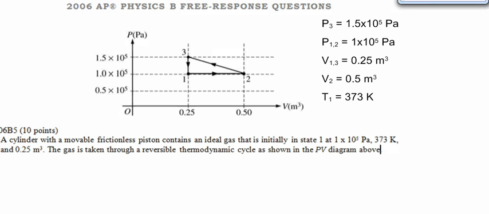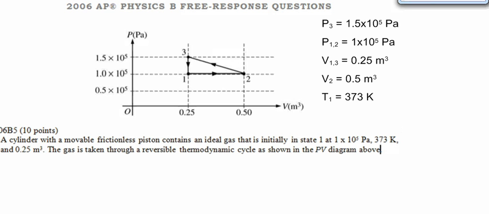It says a cylinder with a movable frictionless piston contains an ideal gas. Remember, all gases that we deal with will be ideal, so that doesn't change anything. The gas is initially in state 1, which is at 1 times 10 to the 5th Pascal, 373 Kelvin, and it has a volume of 0.25 cubic meters. The gas is taken through a reversible thermodynamic cycle as shown in the PV diagram.